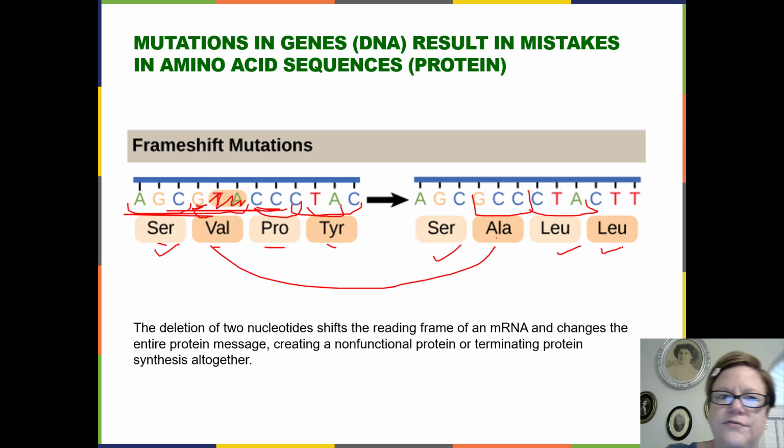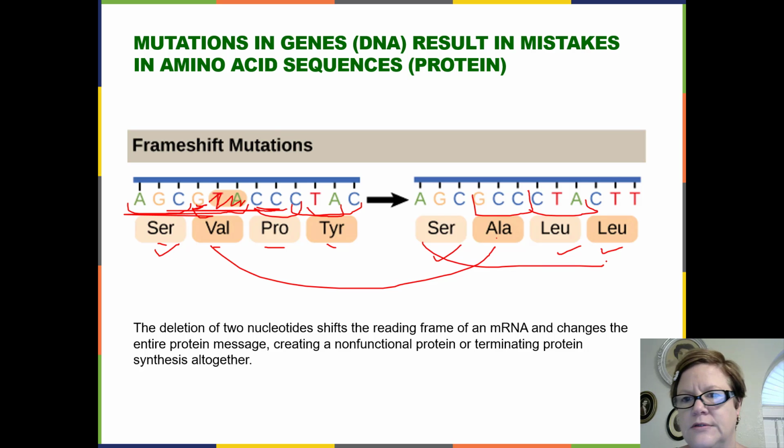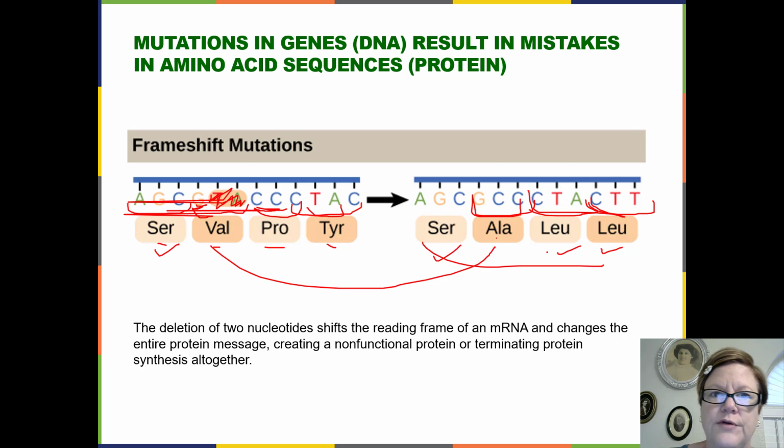So all the groupings after the deletion or insertion will be wrong compared to what it's supposed to be in the normal gene. And so you would end up with a protein that's got a whole bunch of amino acids that aren't supposed to be in that protein. That's called a frame shift, because when you delete one or more nucleotides, the cell doesn't know. It just groups the codons in threes. So it's going to read the instructions incorrectly.